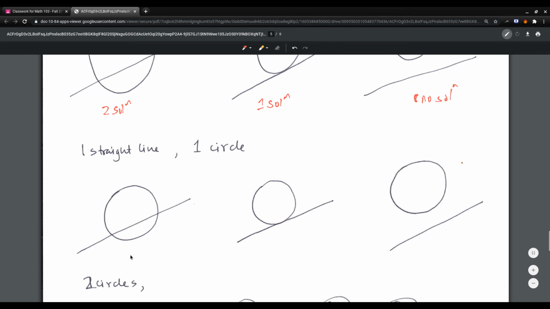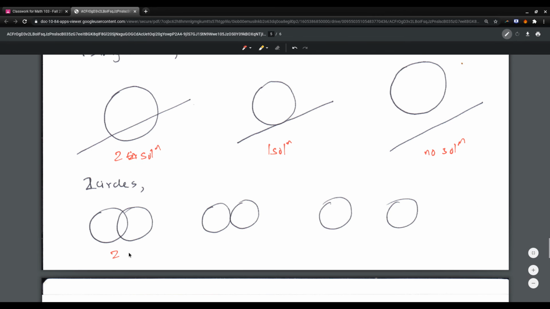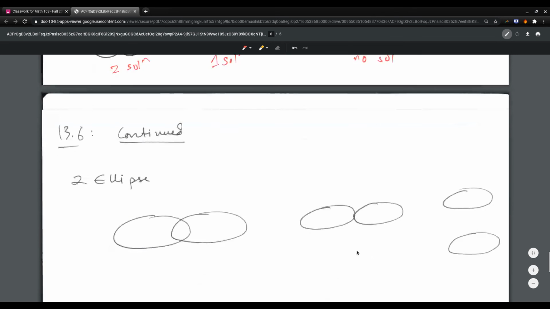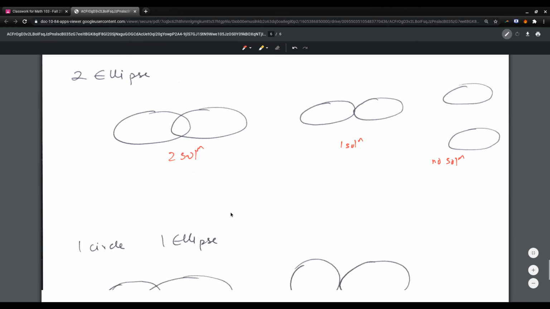A straight line and a circle, again, you can have two solutions. You can have one solution or you can have no solution. Two circles, two solutions, one solution and no solution. What about two ellipses? Now an ellipse is a special circle, so it should be the same. So you have two solutions, one solution and no solution.